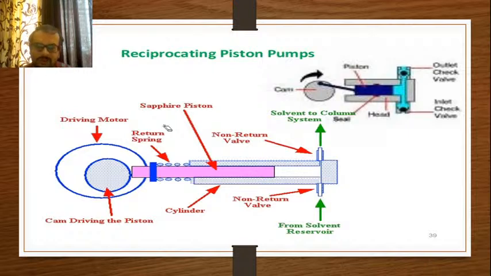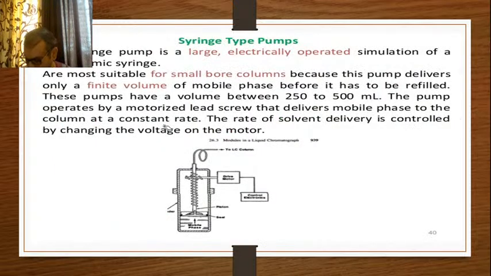This is how the reciprocating piston pump can be diagrammatically represented. It consists of a cylinder, inlet valve, return valve, driving piston, and driving motor. So next is the syringe type pumps.